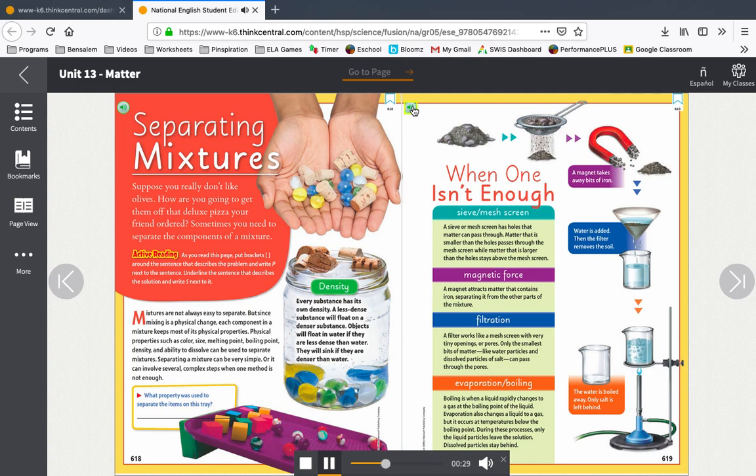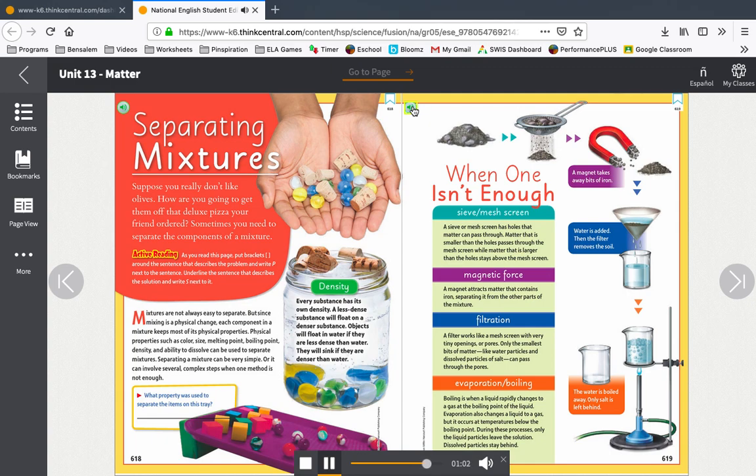Filtration. A filter works like a mesh screen with very tiny openings, or pores. Only the smallest bits of matter, like water particles and dissolved particles of salt, can pass through the pores. Evaporation, boiling. Boiling is when a liquid rapidly changes to a gas at the boiling point of the liquid. Evaporation also changes a liquid to a gas, but it occurs at temperatures below the boiling point. During these processes, only the liquid particles leave the solution.